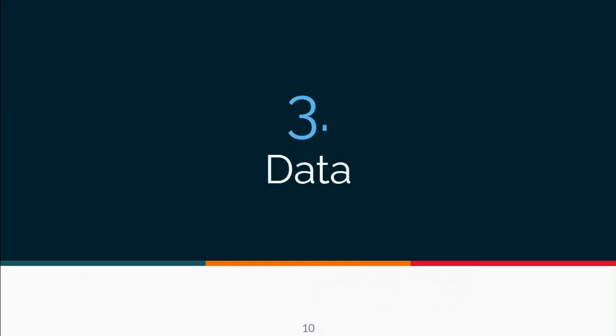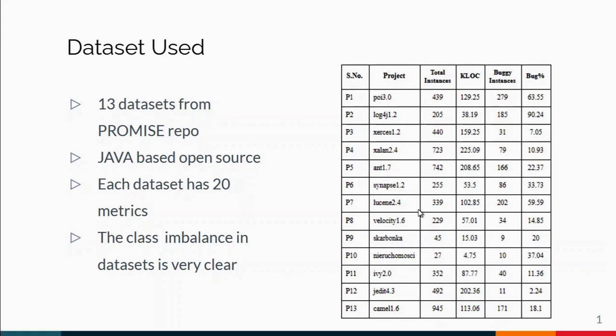Section 3. Data. We have used 13 open source Java repositories for our experiments. These datasets are a part of the PROMISE data repository collection. From the table on the right, we get a fair idea about the size of each dataset, the number of classes in each dataset, and the percentage of classes that belong to the defect category. We can easily observe that the data is imbalanced.